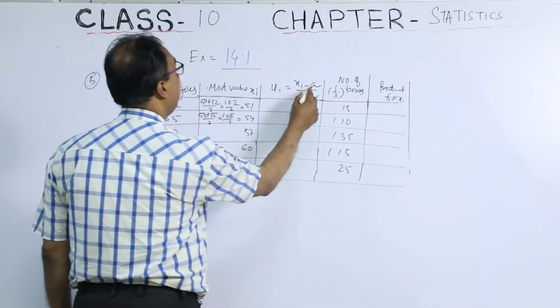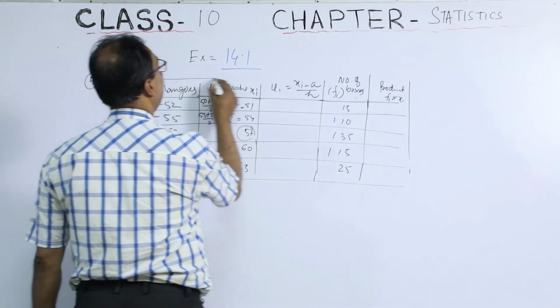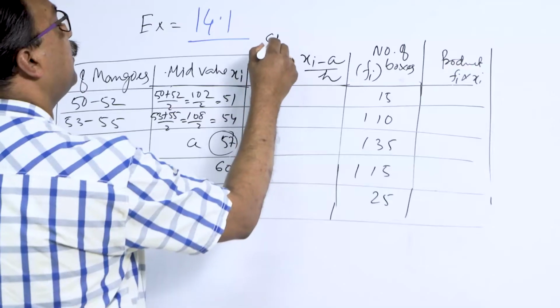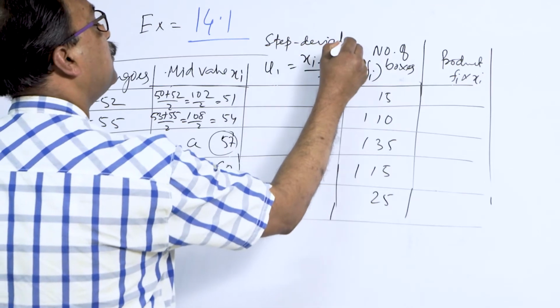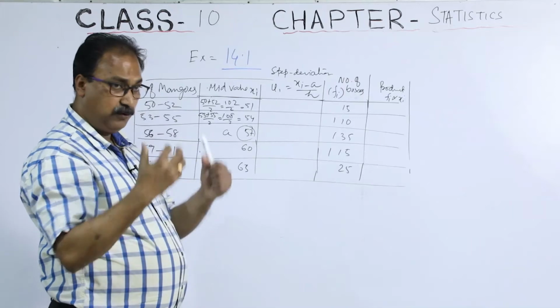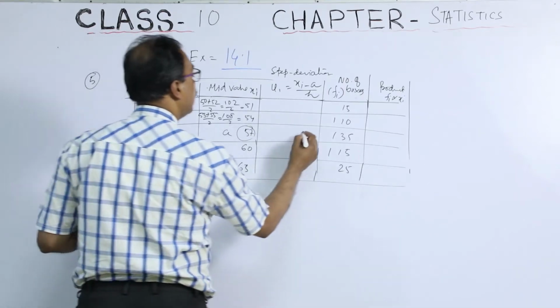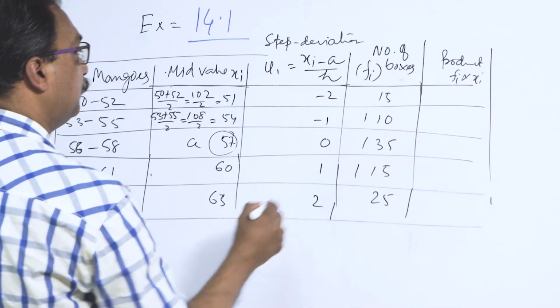Now we have to choose a first. If the middle value is a, what I told you in step deviation, we follow the step deviation method here. It is easy because the numbers are large; if we multiply these directly, it will take time. So you come to the step deviation method, and the values of ui will be minus 2, minus 1, 0, 1, 2.